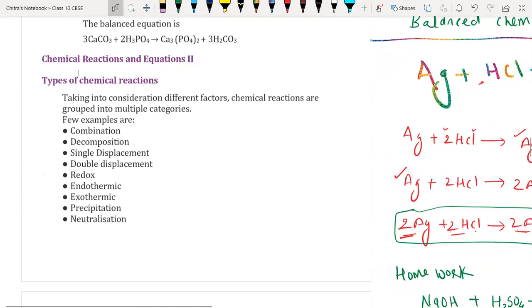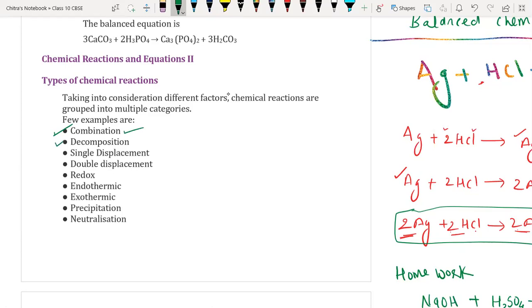Okay, now chemical reaction and equation part second. The above part was the first. Now we are going to cover the second part. Here we will discuss the types of chemical reaction. It is again a very important part, because all these types of chemical reaction we have to understand one by one. Combination reaction, its name itself says two or more atoms are going to combine to form a single product.